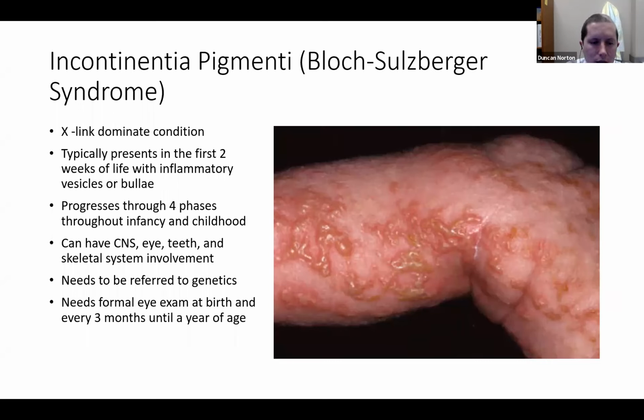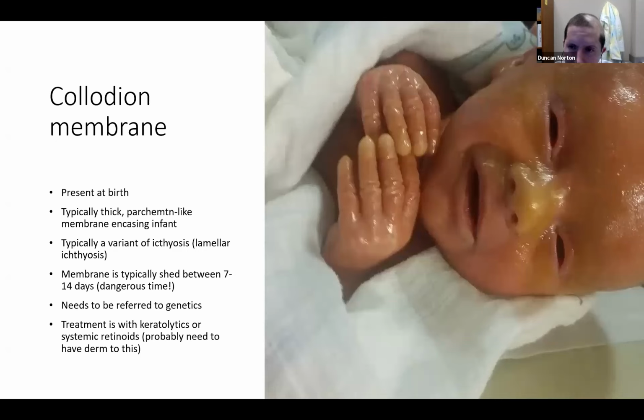The next thing you need to know about is a collodion membrane. This exact picture was on my boards, so you have to know this. It's present at birth.